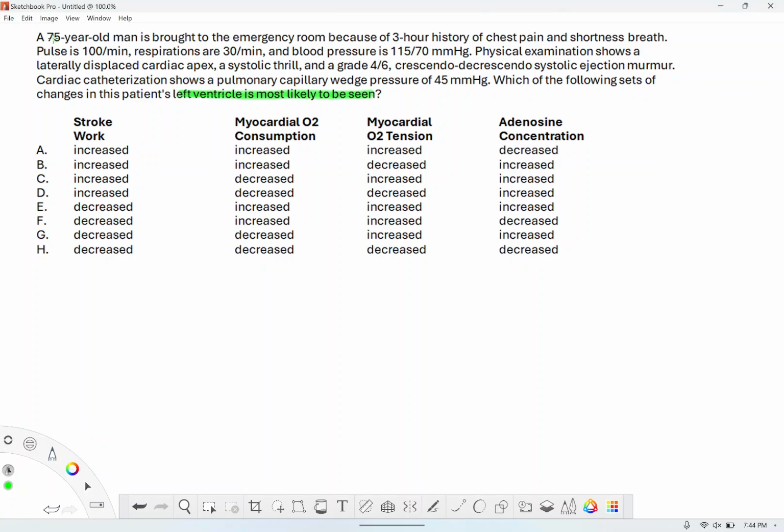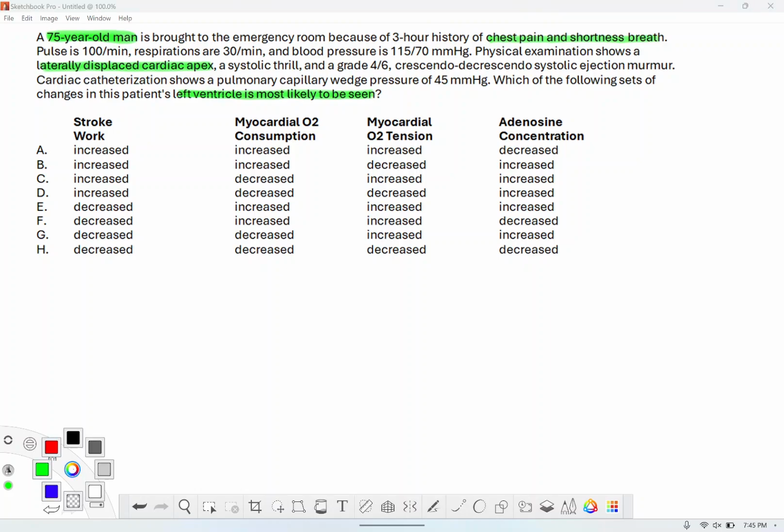A 75-year-old man in the emergency room because of chest pain and shortness of breath. Look, in the heart, almost every disease can lead to chest pain and shortness of breath or heart failure. The end result of all cardiac disease is what? Heart failure. Okay. So pulse is 100, respiration is 30, and blood pressure is this. Physical examination shows a laterally displaced cardiac apex. So that means the heart is dilated. At least the left ventricle is dilated, it's expanded. This is cardiomegaly. So the apex of the heart is laterally displaced.